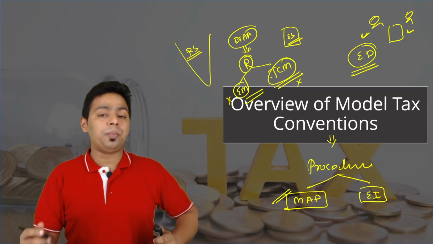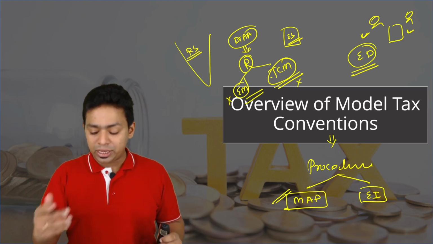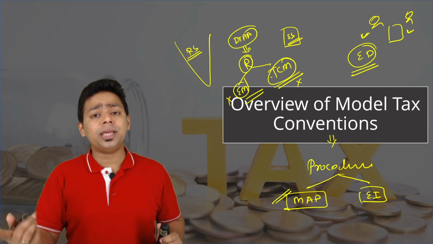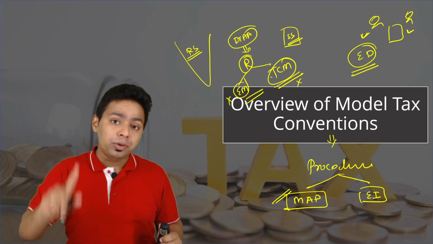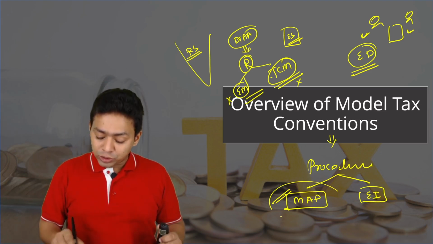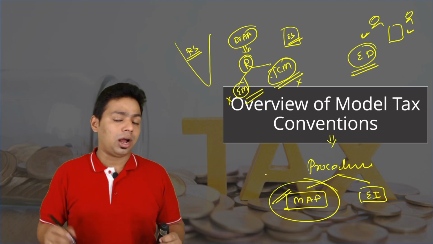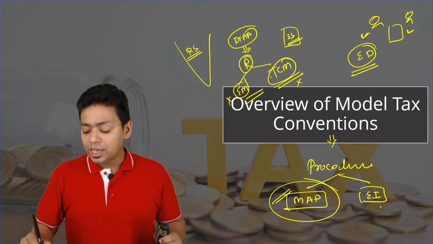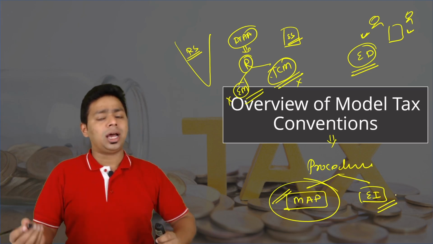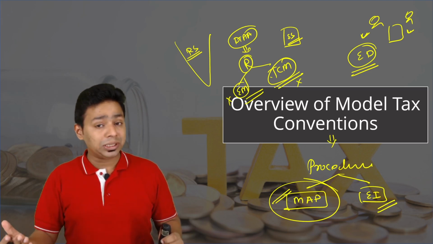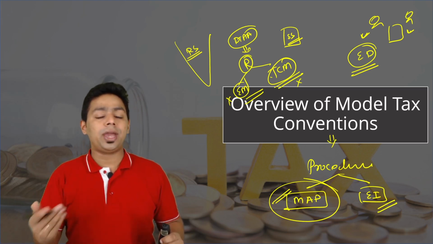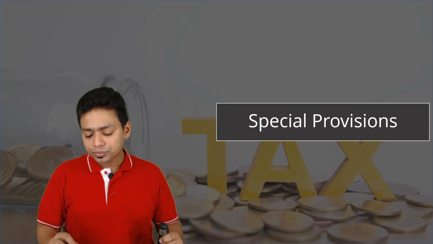So there are many points in the whole DTAA mechanism that have to be discussed and agreed upon by mutual discussion. The procedure of mutual discussion is written in Article 25, which we are going to discuss, and definitely one more article, the last article we have to discuss as far as the syllabus is concerned, that is the importance of the exchange of information clause.